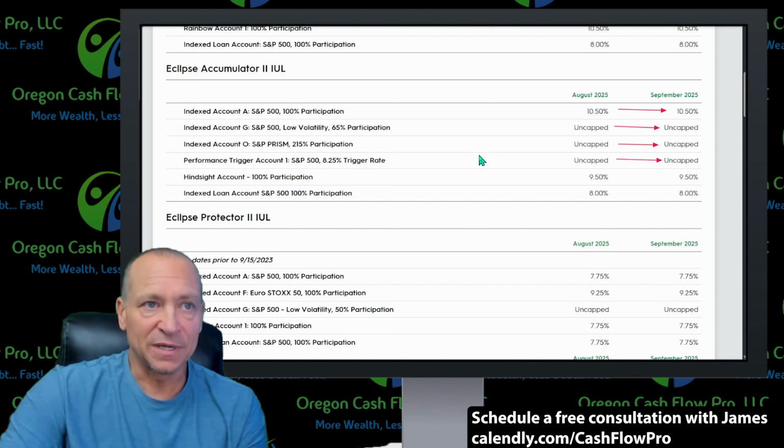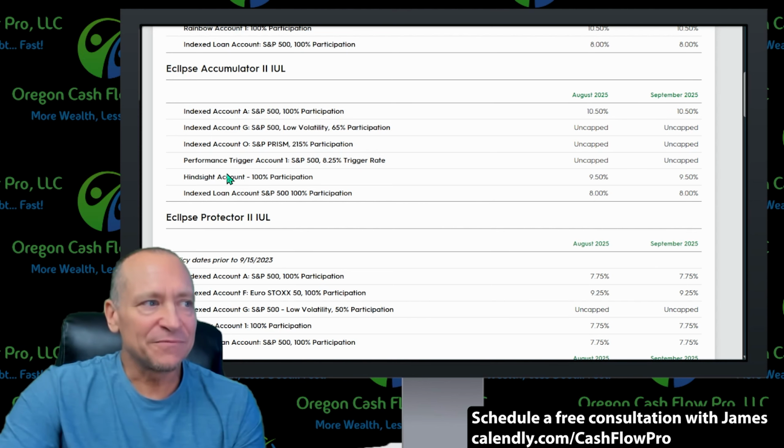That's a pretty good deal. It says uncapped, but I don't know why. It's actually just one solid rate. You will not get more than whatever the trigger rate is on this one. Then we have this new one.